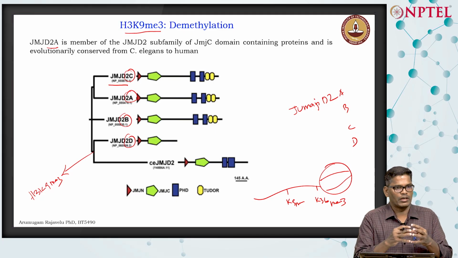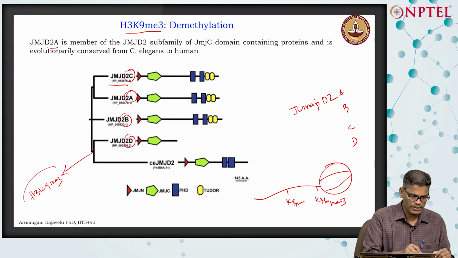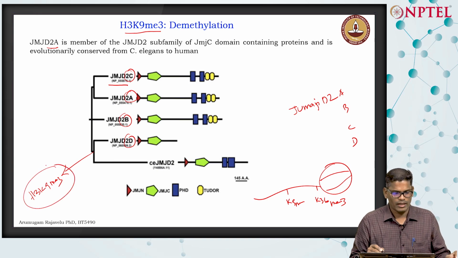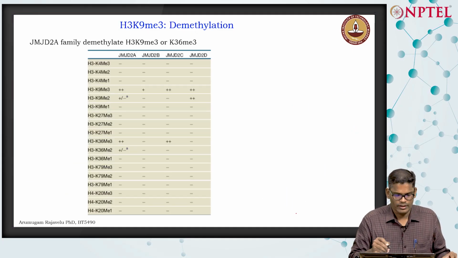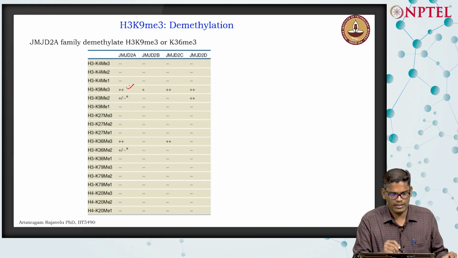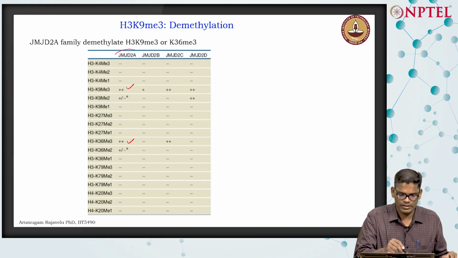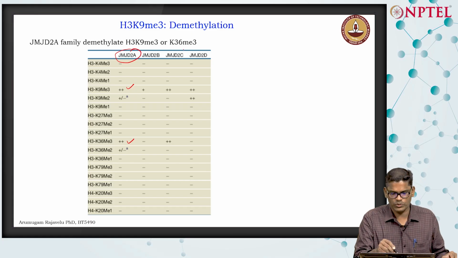So, among these major families of Jumonji, most of the proteins are known to demethylate K9 except D2A, which efficiently demethylates both sites. So that's what I was trying to explain here. The K9 demethylases and K36 demethylases: primarily D2A, and to some extent C as well, B and then D.